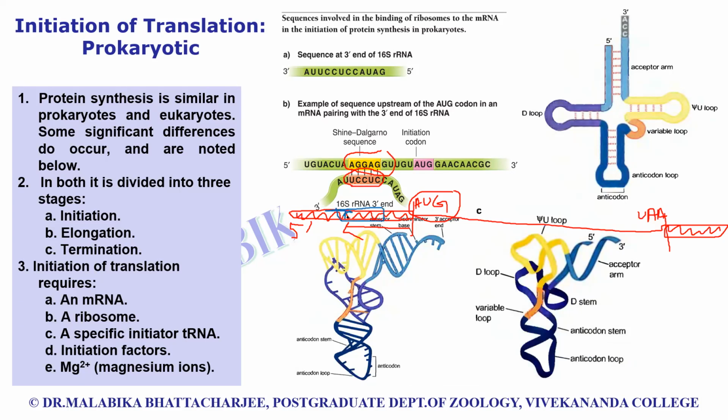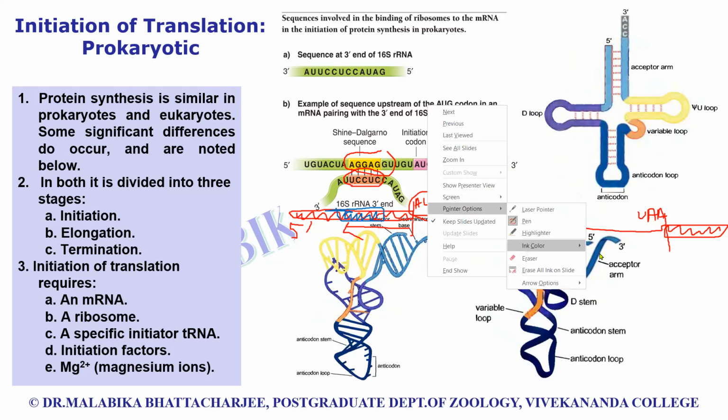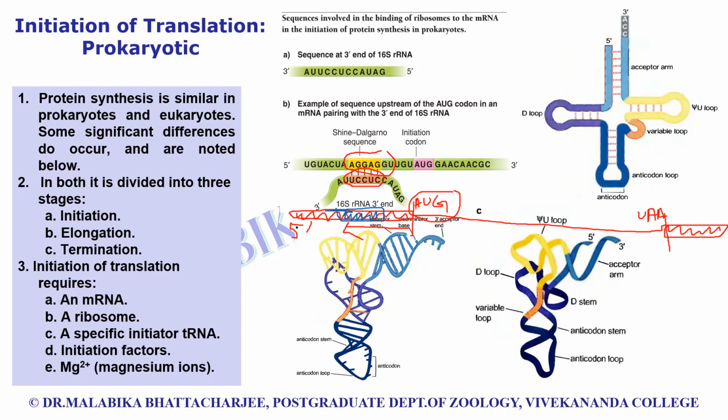So this sequence is there, and in the cell there is the 30S ribosomal subunit. This 30S ribosomal subunit comes and binds to this portion of the mRNA. Within the 30S ribosomal subunit there is the ribosomal RNA, which base pairs with this mRNA via its own pyrimidine-rich sequence, 3' UCC.